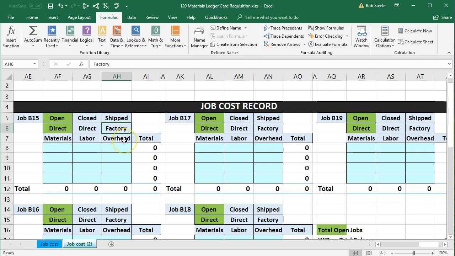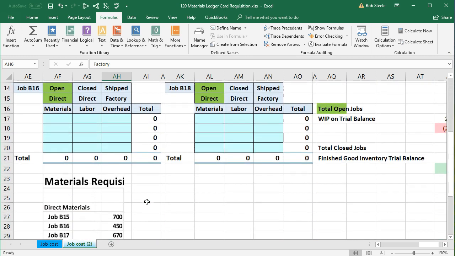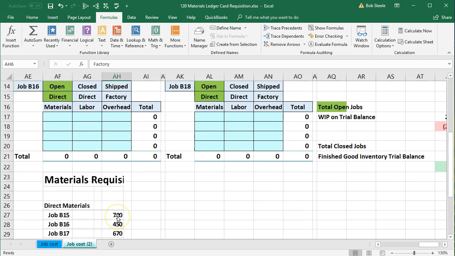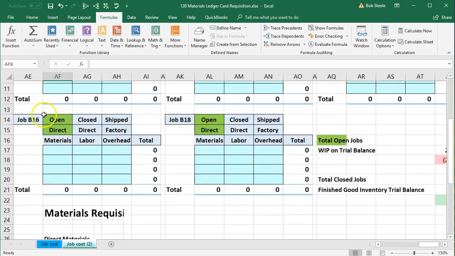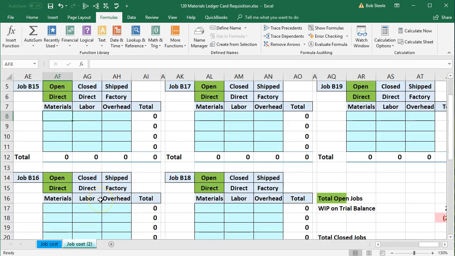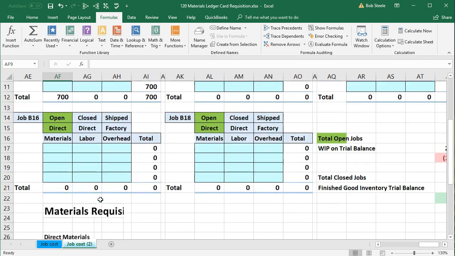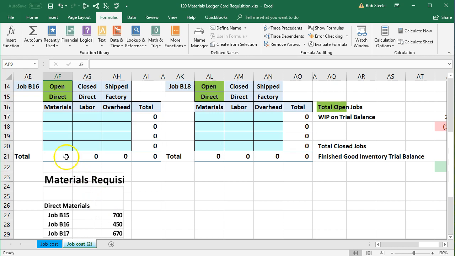When we start the job, we generally start with the materials. That's the first thing we do. So now it's in progress, and we're transferring these materials, and we know which job they should go to because they're right here. So we're going to say, okay, materials for job B15 is going to be that 700. For B16 is 450.